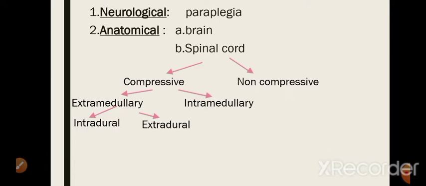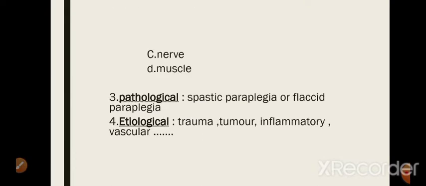Next, the other locations may be at the level of the nerves, neuropathies, and at the level of the muscles, any myopathies. Next, we have to find it pathologically. It can be a spastic paraplegia or a flaccid paraplegia. Spastic paraplegia comes under UMN type and flaccid paraplegia comes under LMN type.